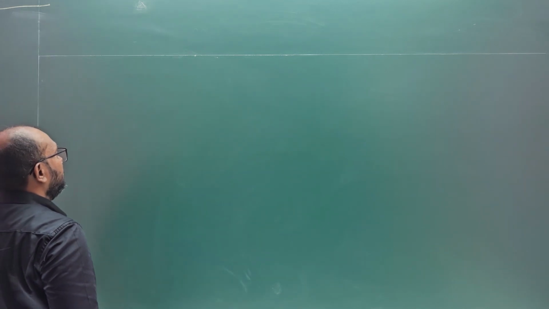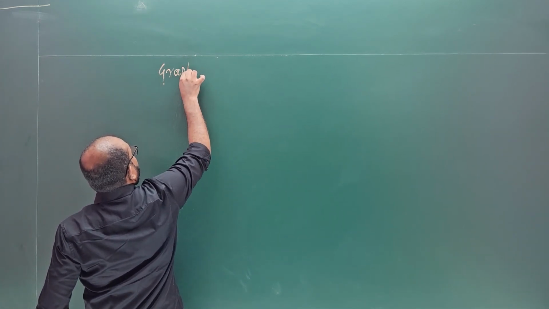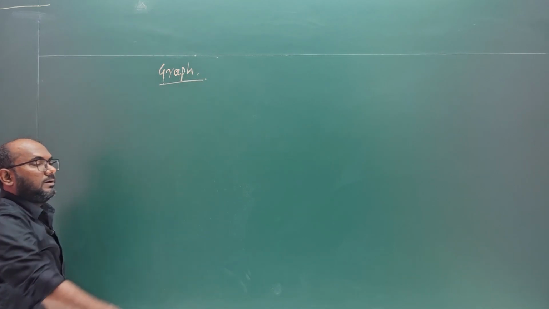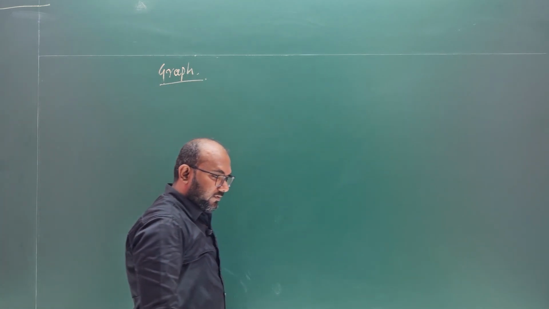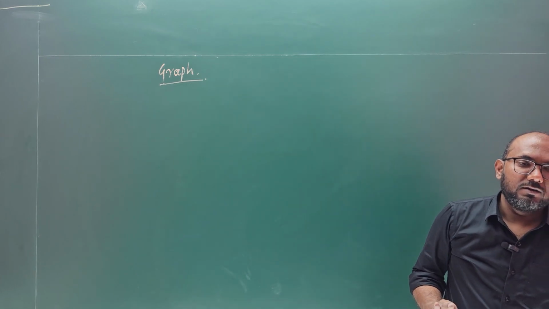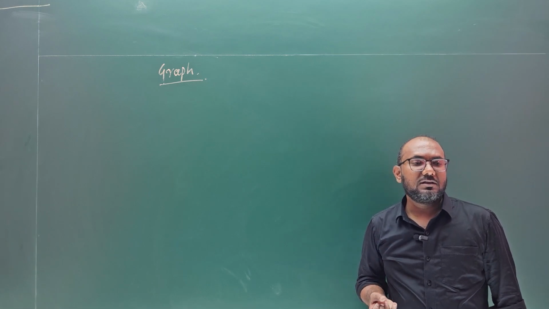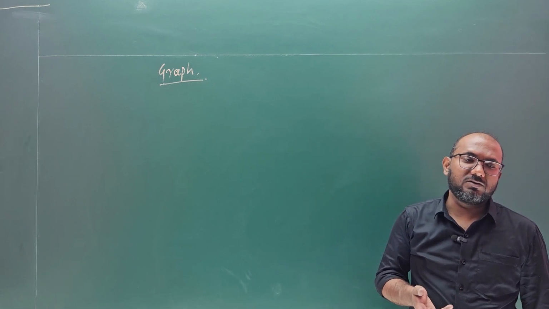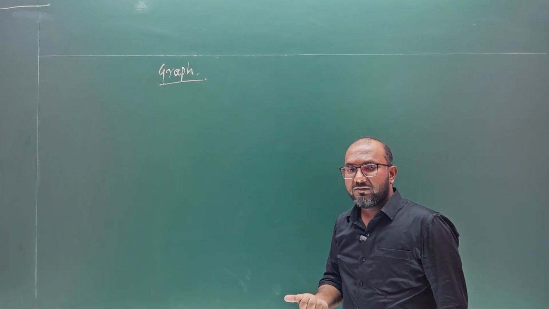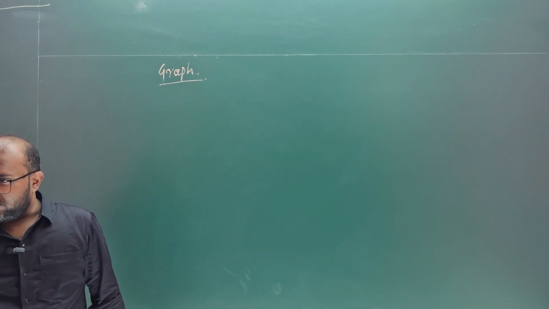Shall we start now? Write the heading: Graph. Now, in motion in 1D, we have three types of graph: x-t, then v-t, then a-t. x-t is nothing but the displacement-time graph, also called the position-time graph. Then v-t is the velocity-time graph, and a-t is the acceleration-time graph.